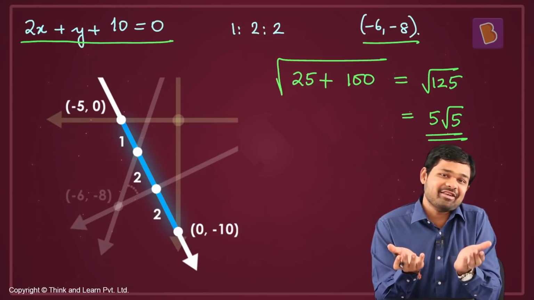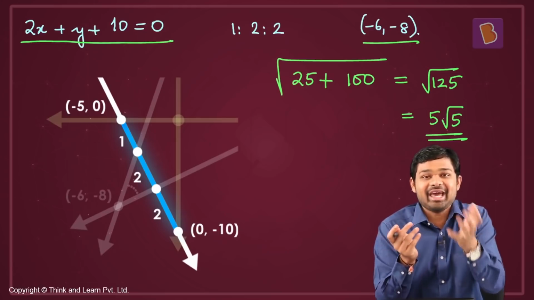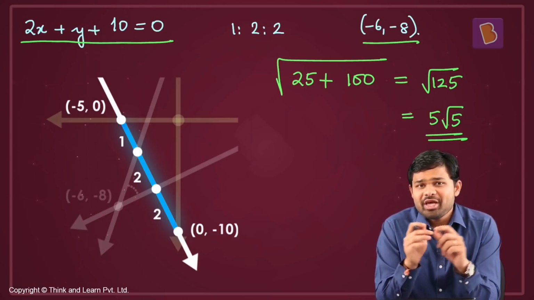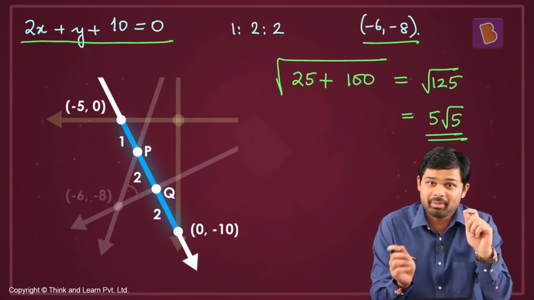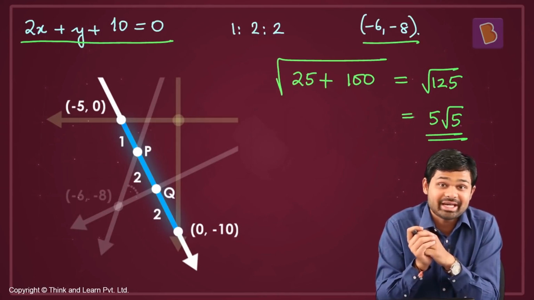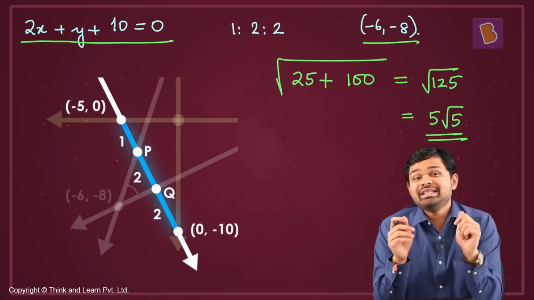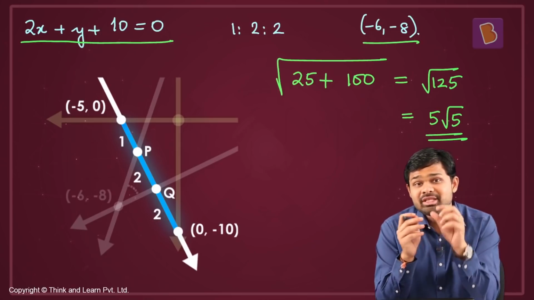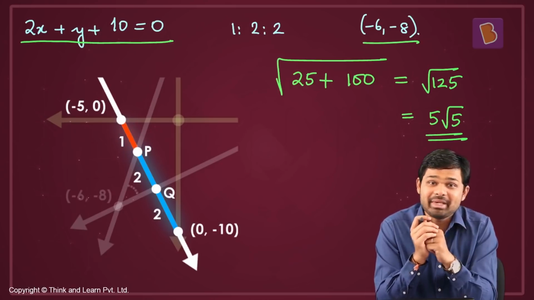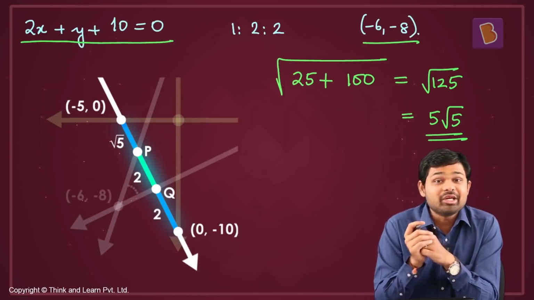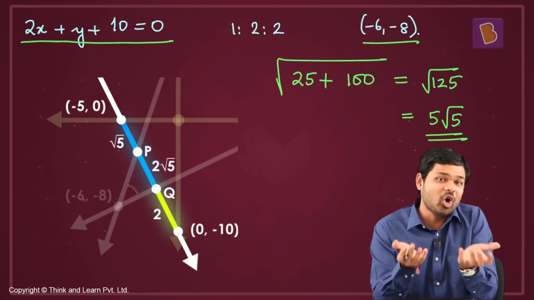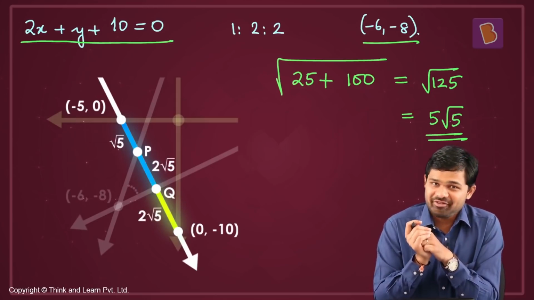So very easily I can find out what is the value of x. X is going to be √5. So if P and Q are these 2 points which are dividing this portion of the straight line between the coordinate axis into 3 different parts, then the length of the section between the x-intercept and P is going to be √5. The next section is going to be equal to 2√5, and the final section is also going to be equal to 2√5 units.